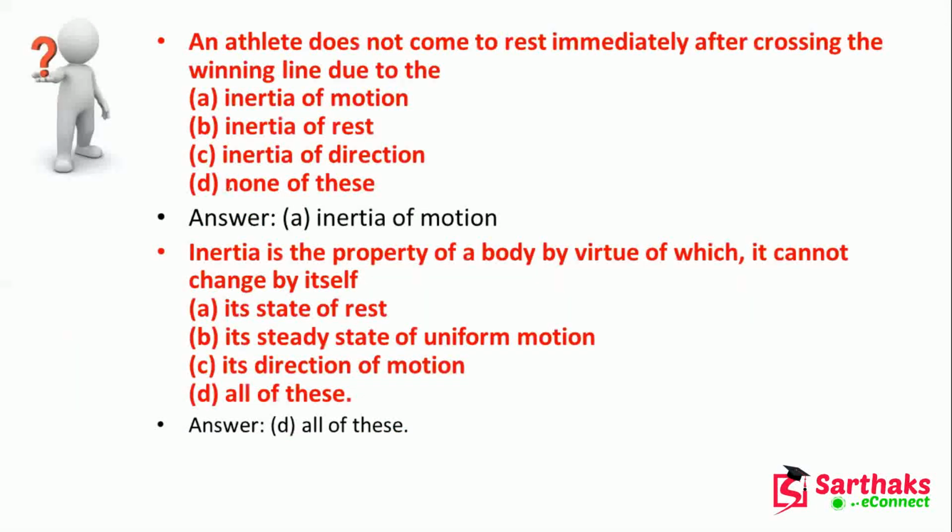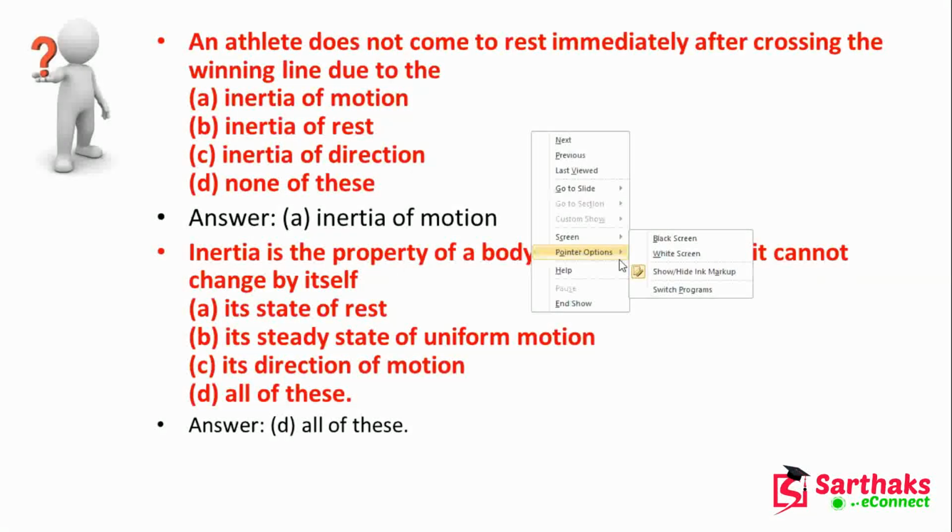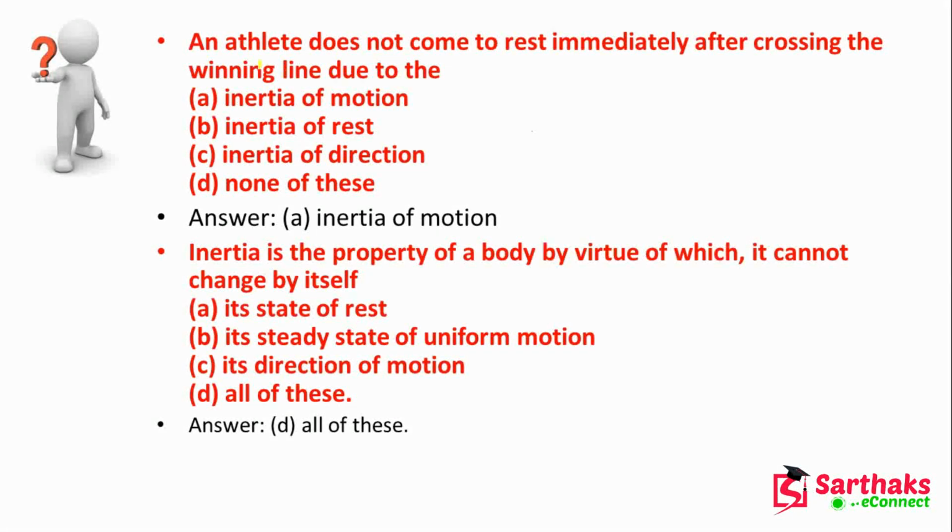Okay. Here, an athlete does not come to rest immediately after crossing the winning line due to the following. Four options are there, and one will be the correct answer. So one athlete is here. You can see this situation whenever you participate in any race, whenever you have a sports competition in your school, right? Here, one athlete does not come to rest immediately after crossing the winning line.